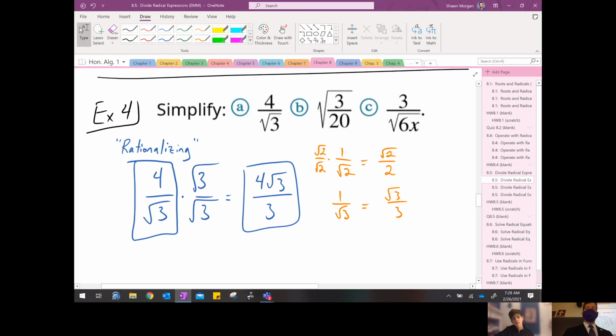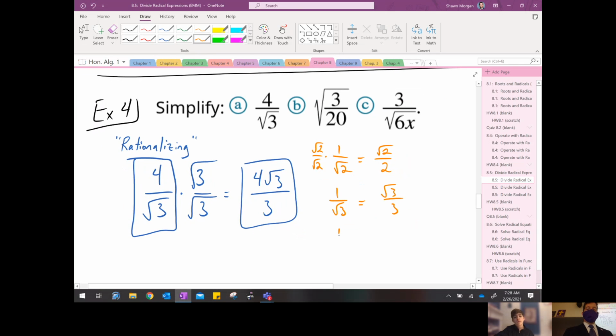All right, shall we try one more? How about 1 over square root of 5? I'm skipping 4 because that's just 1/2. 1 over square root of 5. Are you picking up on a pattern, Mossy? What do you think that answer is going to be without actually having to do it? Very good. Pattern recognition's tight.